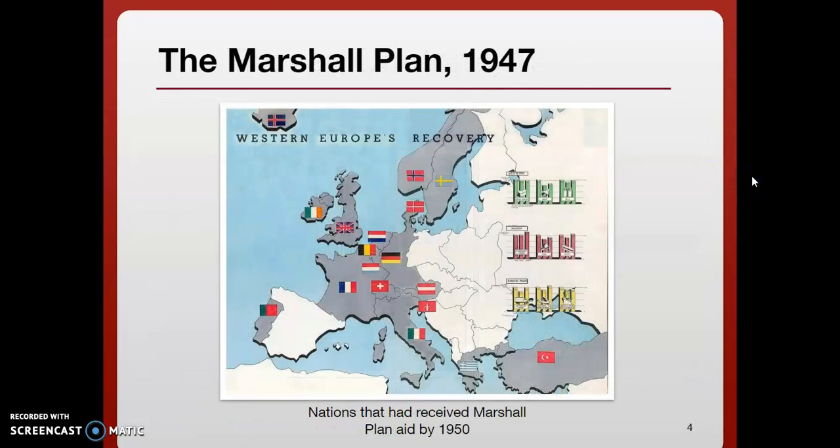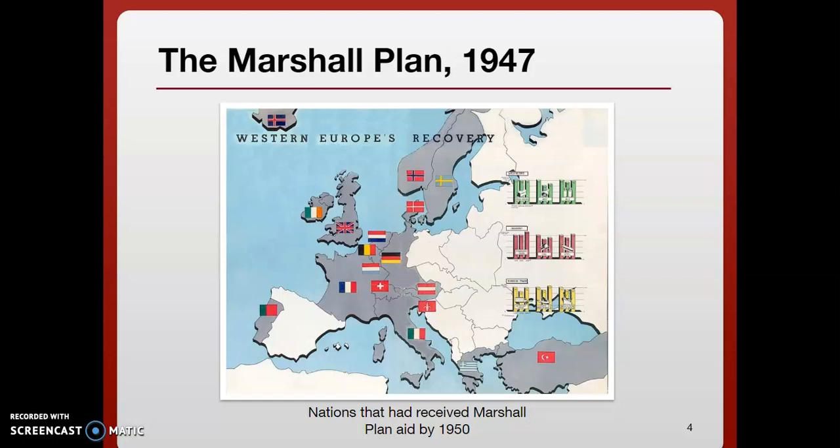All right, next thing we need to go over is called the Marshall Plan. So take a look at 1947 is the date. This is 2 years after the end of World War II. So what the Marshall Plan was, right? The United States decided at the end of the war that we were going to help rebuild Europe, because it was essentially destroyed at the end of World War II.